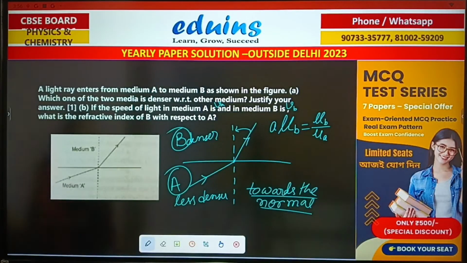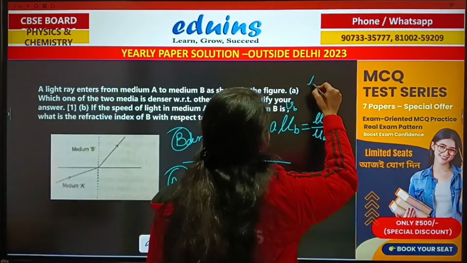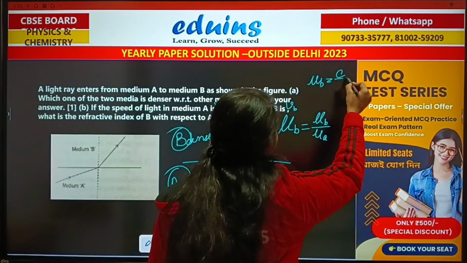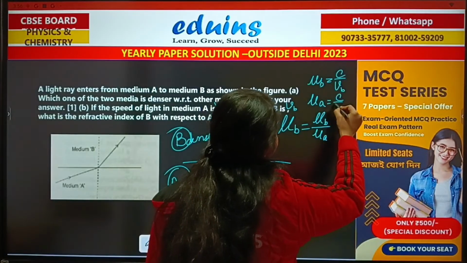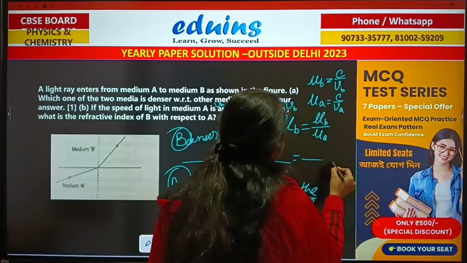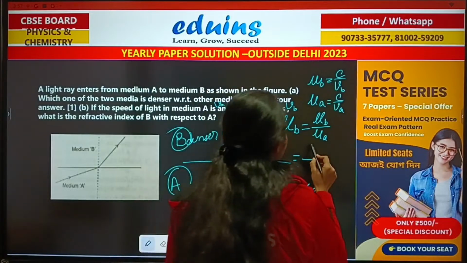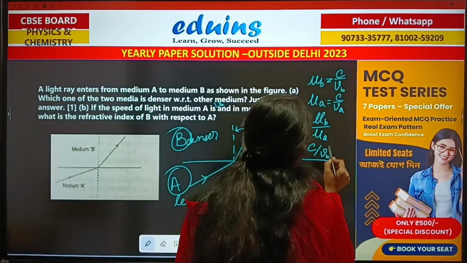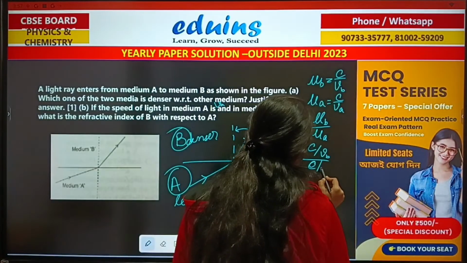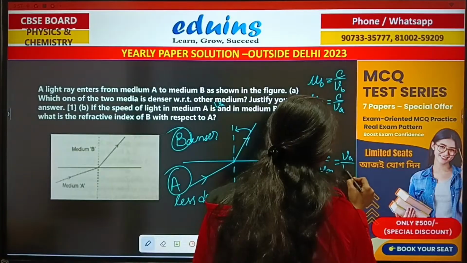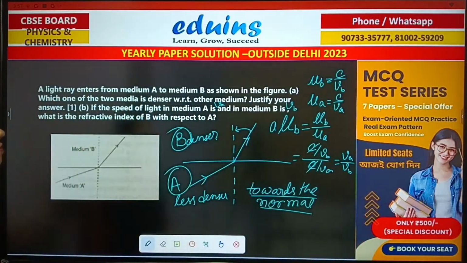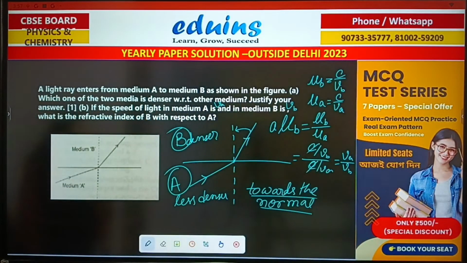So now we have the velocities. We know that mu B is C by VB and mu A is equal to C by VA. So we have to put this in this equation. So mu B means C by VB and this is C by VA. So it is VA by VB. Okay. VA by VB.